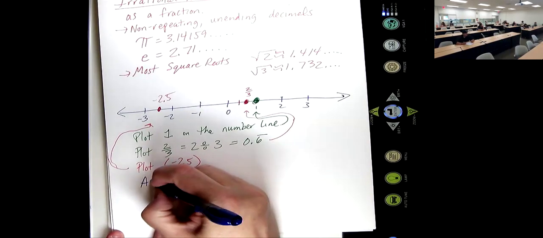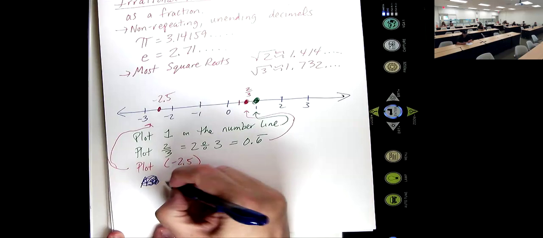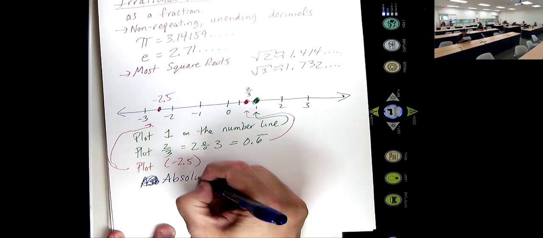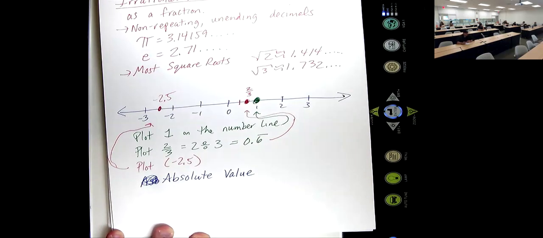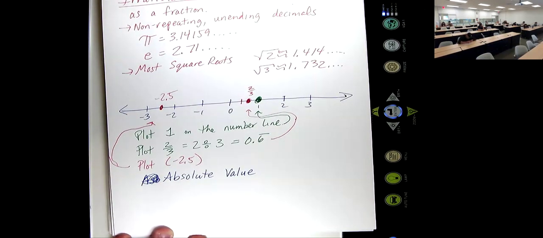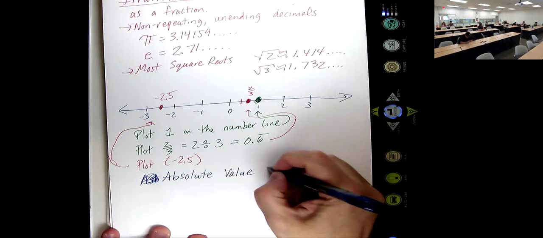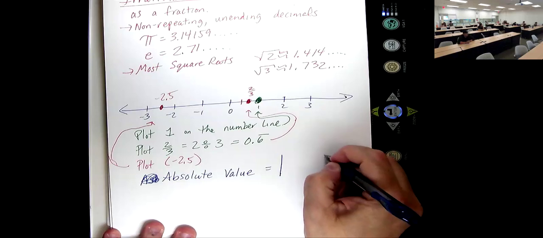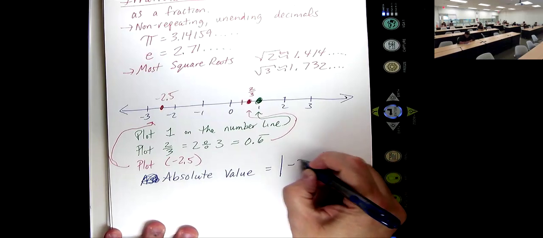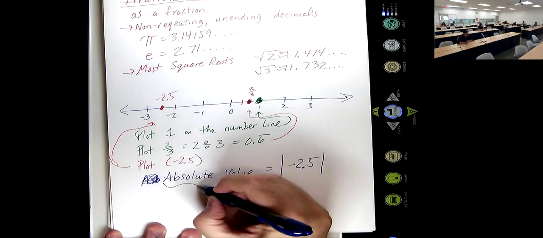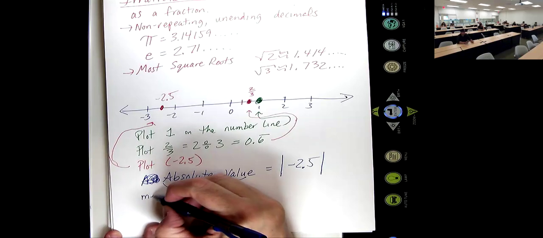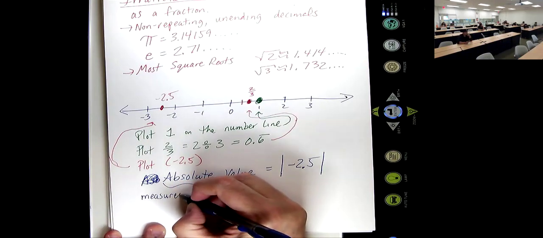So when we do absolute values, it helps if you spell it right. Absolute has an E on the end of it, it's not the vodka. For absolute value, we will put vertical bars around whatever we're talking about, so like vertical bars around -2.5. What absolute value does is it measures the distance from zero.